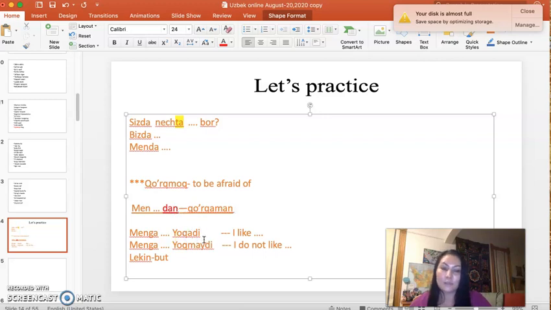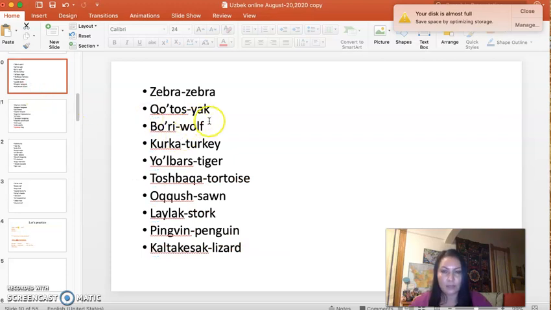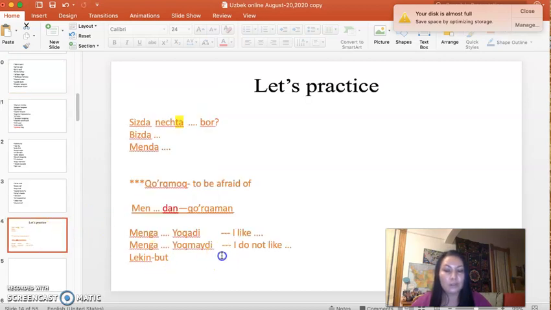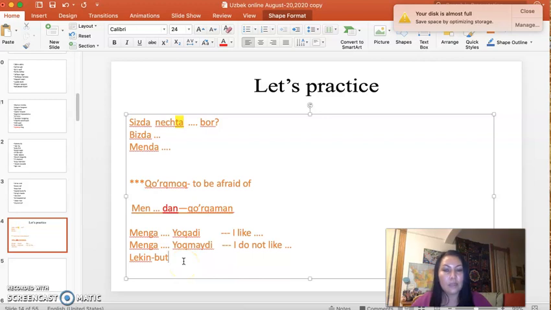Now let's practice as if you would say you like some animals or you don't like. And feel free, although I'm giving you a couple of phrases, you can go back, stop, and practice from the words we talked about today. Menga yo'lbars yoqadi. What about you? You can again repeat and say menga oqqush yoqadi. Right? You're looking at your phrases again. Feel free to write them down. Menga oqqush yoqadi.